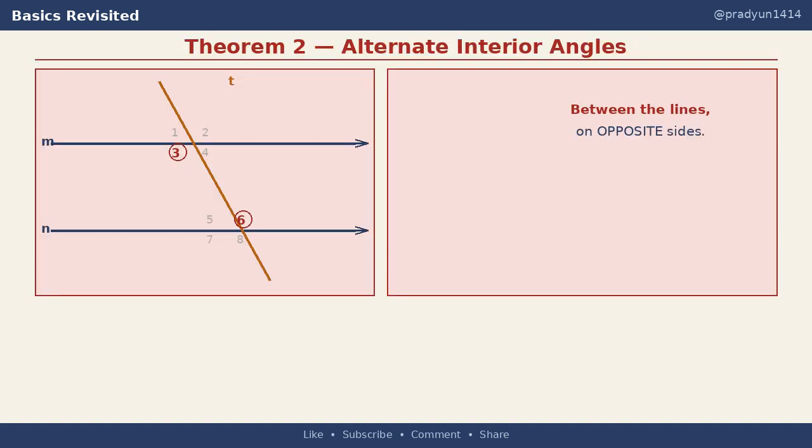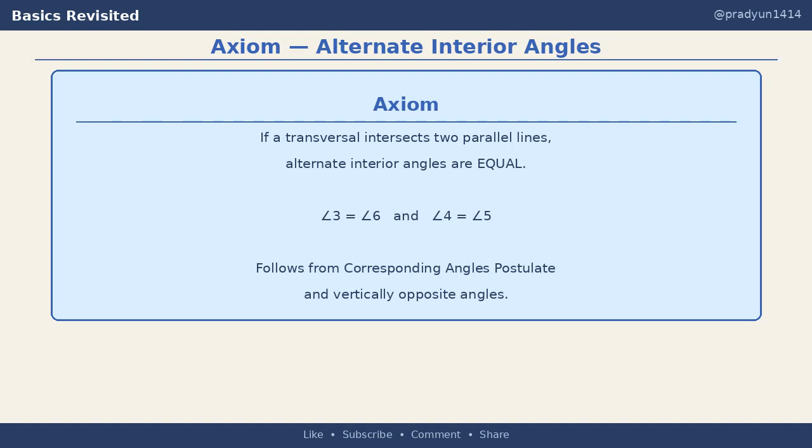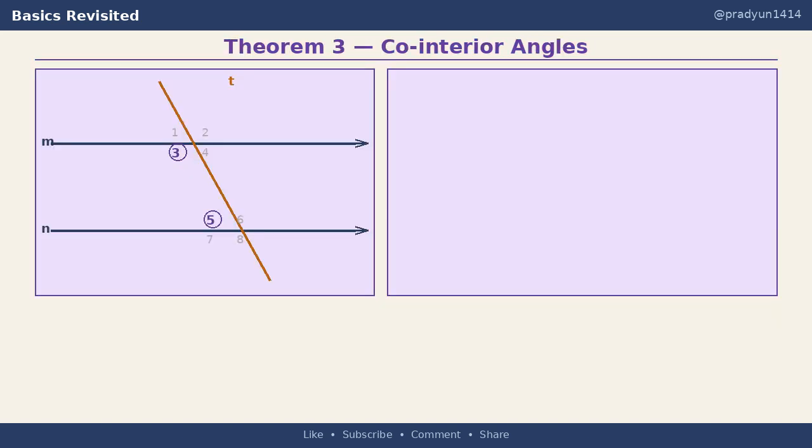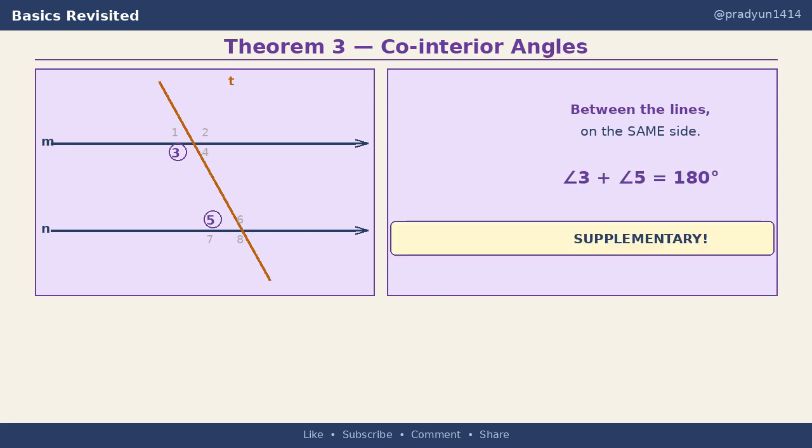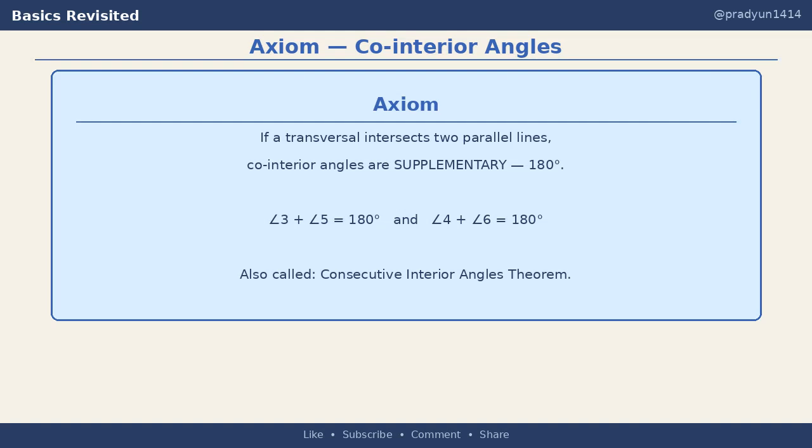Alternate interior angles lie between the 2 parallel lines on opposite sides of the transversal. When lines are parallel, angle 3 equals angle 5. Axiom: alternate interior angles are equal when lines are parallel. This follows from the corresponding angle axiom. Co-interior angles lie between the parallel lines on the same side of the transversal. They are supplementary. They add up to 180. Axiom: co-interior angles, also called consecutive interior angles, are supplementary when lines are parallel.